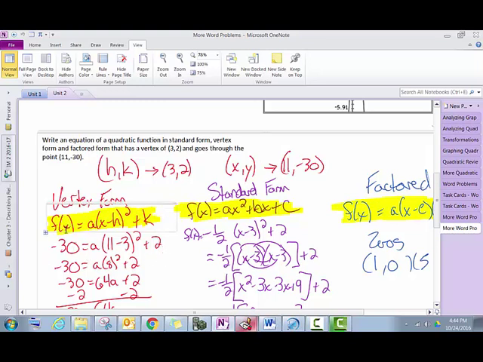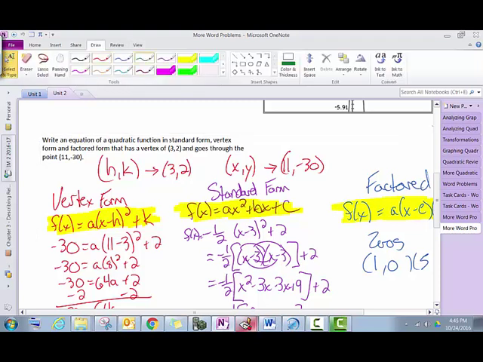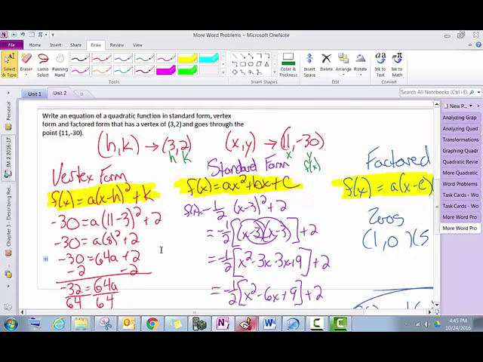F of x, or y, is negative 30, equals a. We don't know a. That's what we have to figure out. That's the whole point of this problem. So we plug in what we have to find a. Then x is 11, h is 3, and it's minus 3 squared, plus k, which is 2. And now we just solve for a.